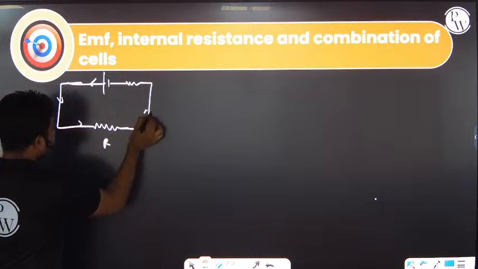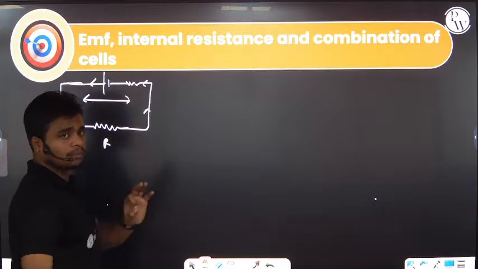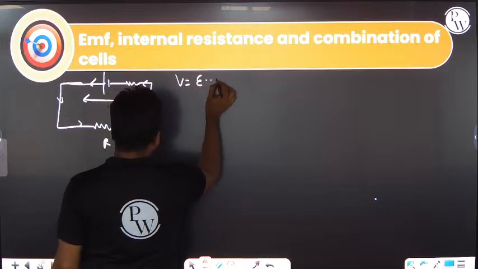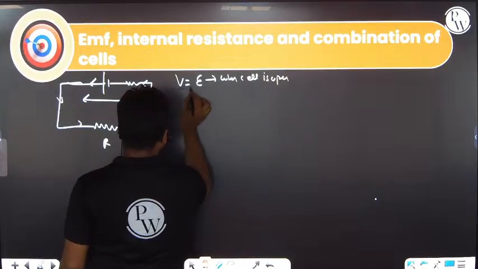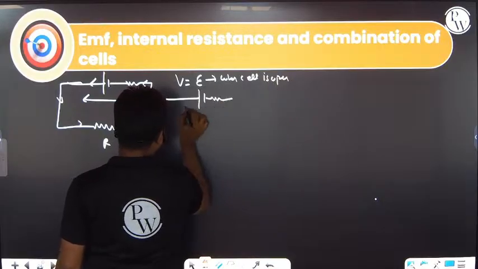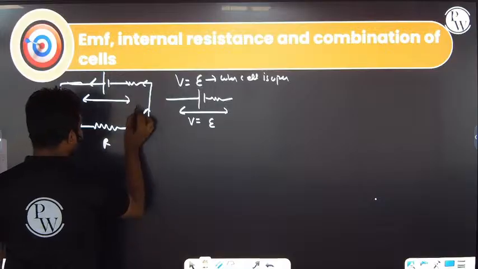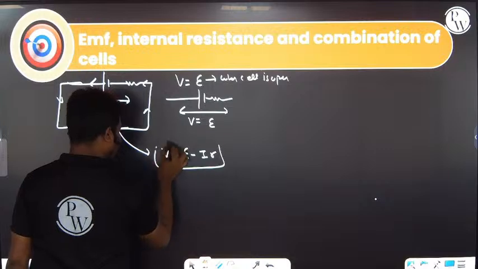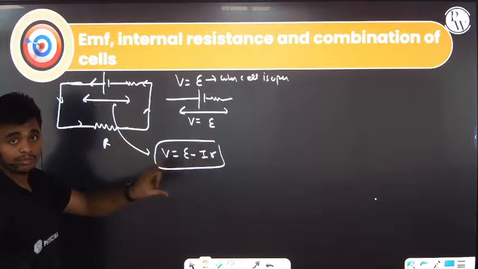In that case, whatever value we get across the terminals is the actual terminal potential difference we can see. So here we write V equals E when the cell is open. When the cell is open, the potential difference across the terminals of the battery is V equals E. And when the cell is closed, V equals E minus I into r, where I is the current flowing through the circuit and r is the internal resistance of this cell.